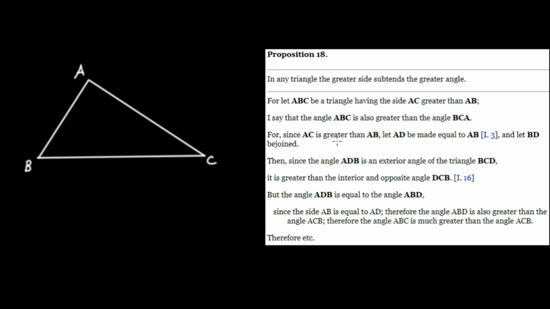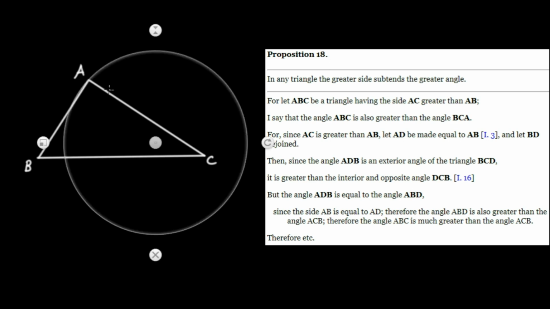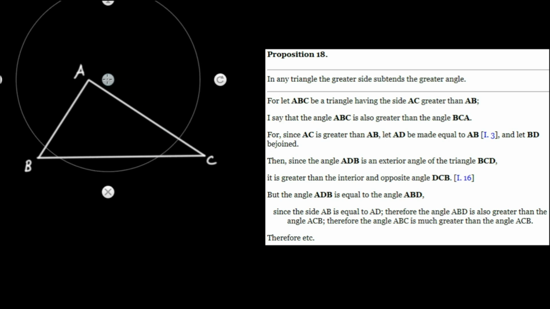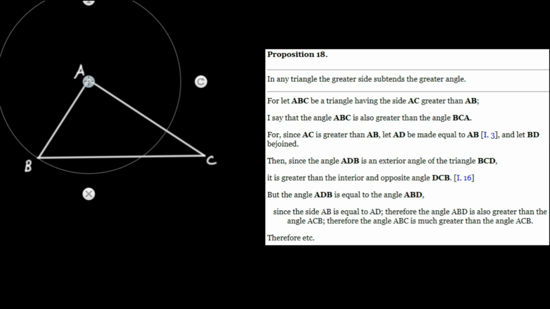For since AC is greater than AB, let AD be made equal to AB, using proposition number 3. So what we're going to do is, from AC, which is the greater side, we're going to cut off a segment equal to AB. So how do we do this? We place the center of our compass at A, letting the radius be AB. We draw out enough of an arc to note the intersection point, and we call this D.